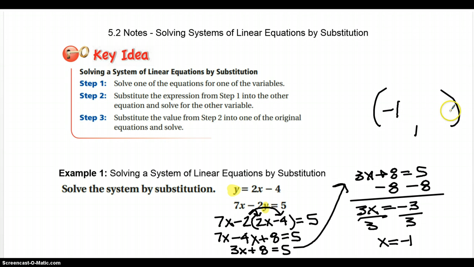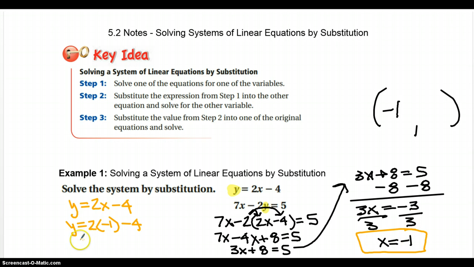I still need my y coordinate, so I'm going to take this value, x is equal to negative 1, and plug it back into one of these equations. It does not matter which one you do. Some of them sometimes are easier than others, but most of the time it does not matter. So right here I'm going to pick the first one, y equals 2x minus 4, and I'm going to plug in negative 1 for x because I just solved that x was equal to negative 1 over here.